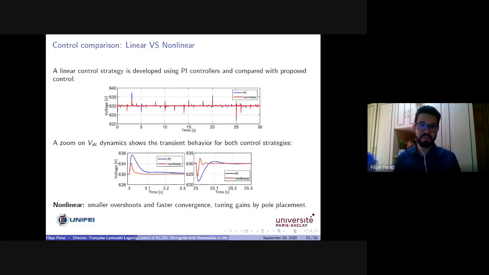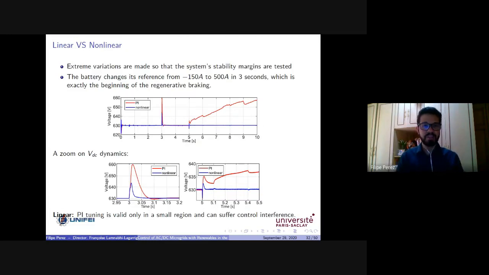We may compare the proposed nonlinear control with a traditional linear control given by a PI controller. By doing that, we can see that the nonlinear control presents smaller overshoots and faster convergence compared with the PI control in the voltage on the DC bus of the grid. And by inserting extreme variations in the system, we can see the limitation of the PI controller, where after a perturbation, the voltage VDC diverges for the PI controller. So the PI is valid only in a small region and can suffer control interference. We should retune the gains of the PI to provide the stability of the grid. In the nonlinear control, we keep the same tuning of the controller for all simulated perturbations in the system.